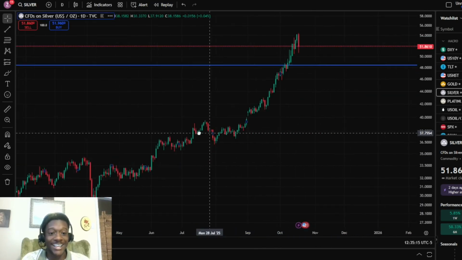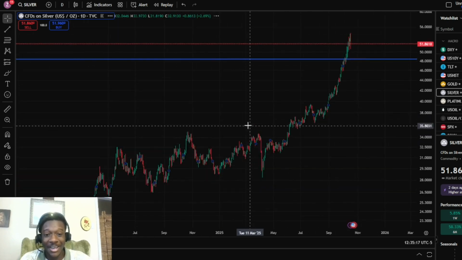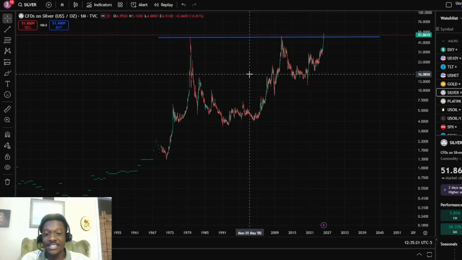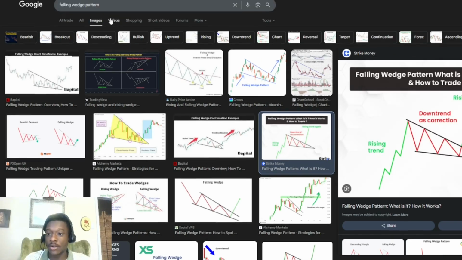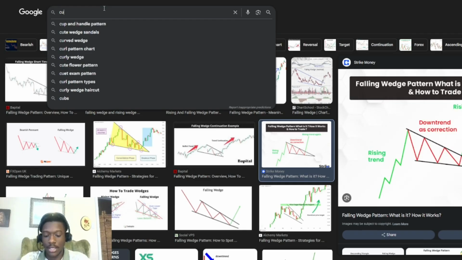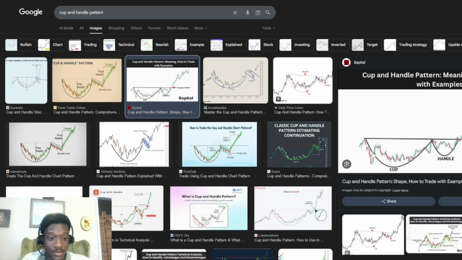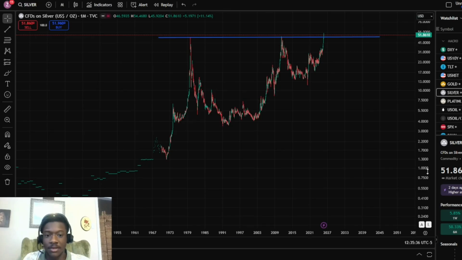Okay, and this is why you just gotta be in it. Look at this cup and handle pattern, guys. This is a 200-year cup and handle pattern, and I'm just gonna show you what this looks like. A cup and handle pattern, guys. This is where we are. Okay, this is just a fractal of what's to come in the future.